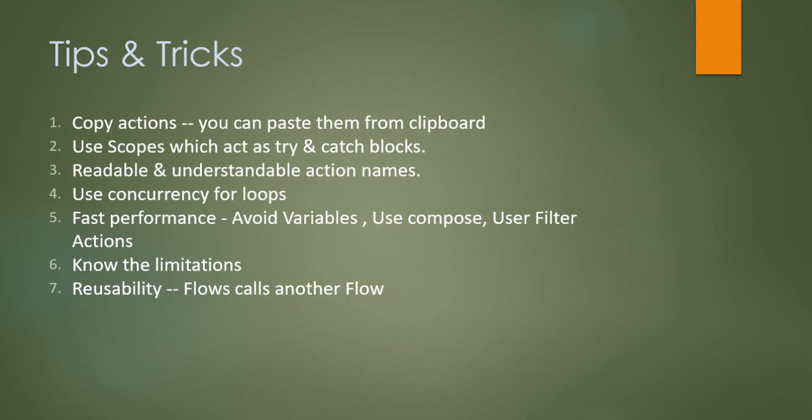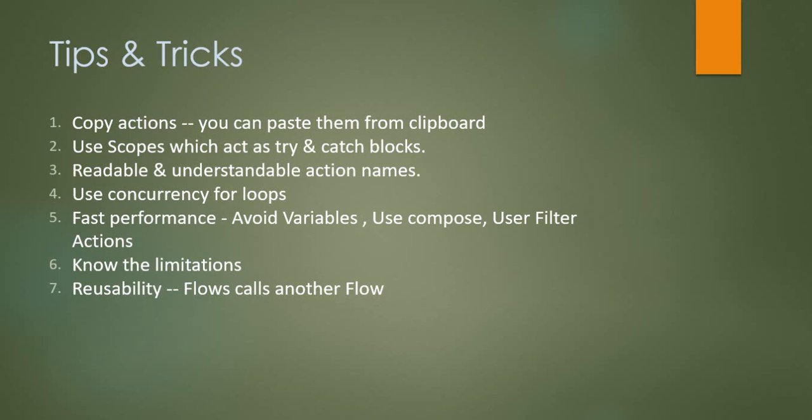Fourth is use concurrency for loops. If you are working with an apply to each loop or do until, then just enable concurrency, make it work in parallel so that it could be faster. It would be performance effective. Fifth is avoid variables, use compose. So instead of initializing a variable and setting a variable, you can simply use compose, which can be used in your further actions, and which would be pretty quick.